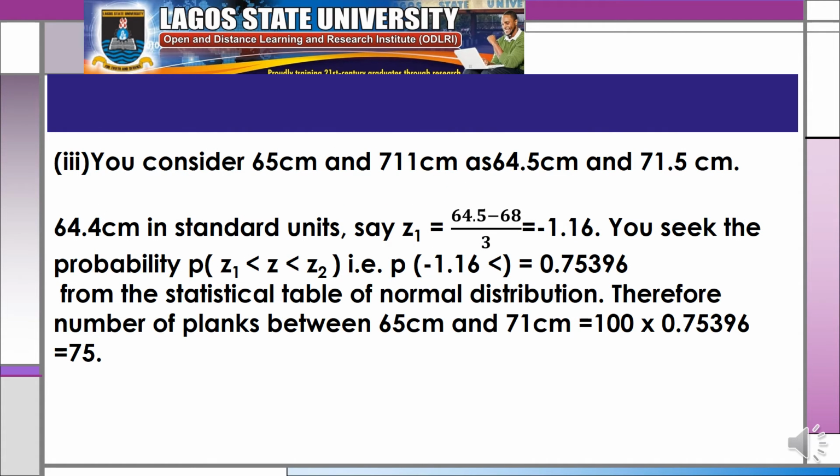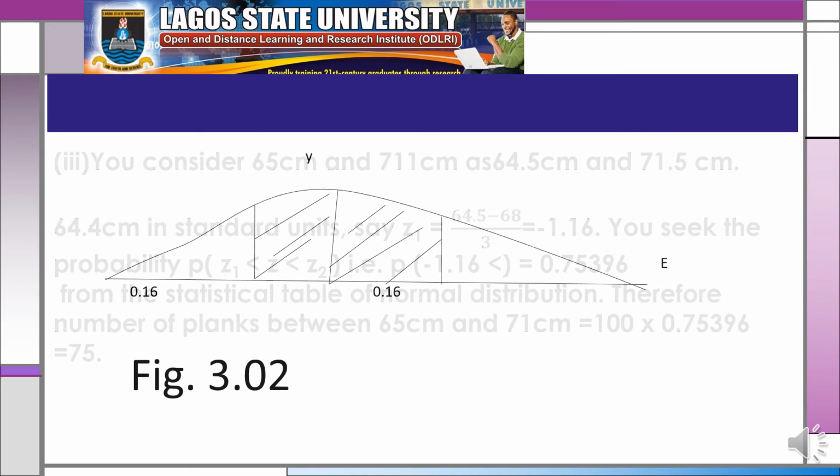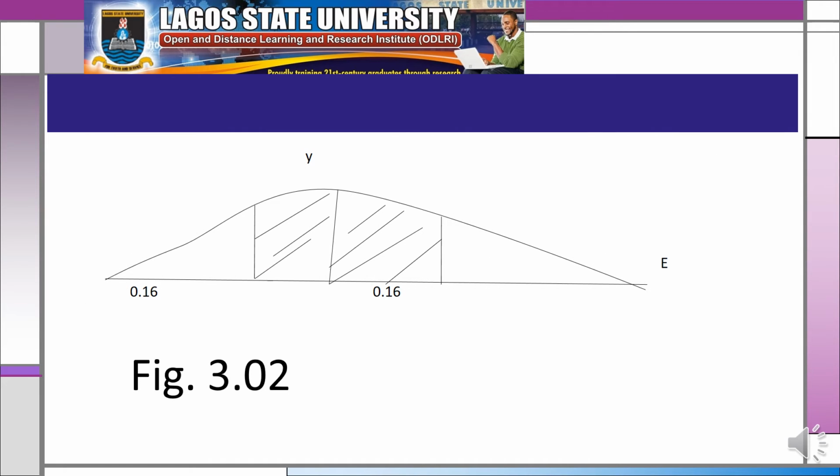3. You consider the same process and obtain that between 65 and 71 centimeters has 100 times the probability, which will give exactly 75 planks. The curve in 3.02 shows you the range of the normal distribution.